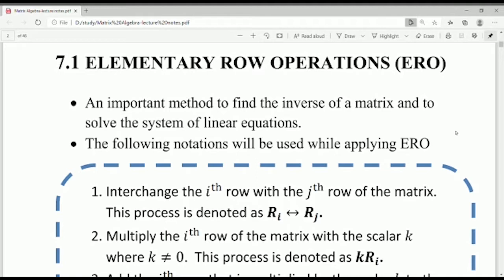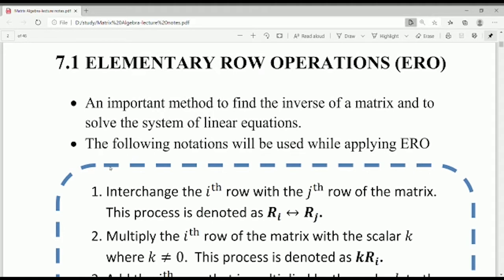My name is Amir bin Ahmad from Group 2, and I'm here to present subtopic 7.1, which is Elementary Row Operation or ERO. ERO is an important method to find the inverse of a matrix and to solve the system of linear equations. The following notations will be used while applying ERO.